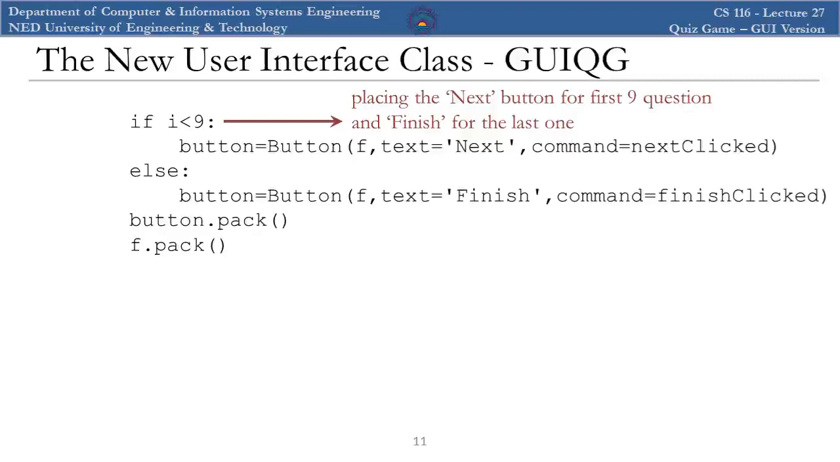We want each question to appear alone at a time, right? So for that, we need to implement some logic. Actually, what we want here is to synchronize the appearance of these frames on this next button or finish button. I want that until the user presses this next button or finish button, the frame should not change or a new frame should not be added.